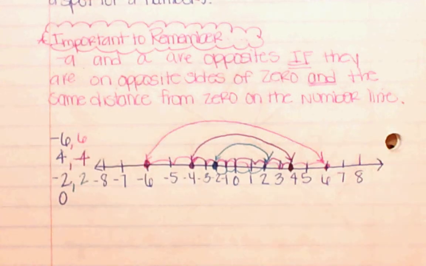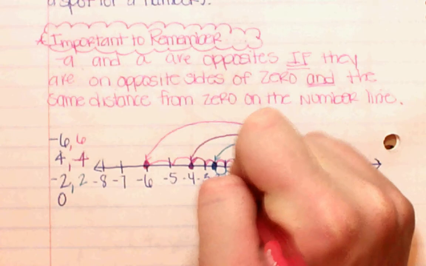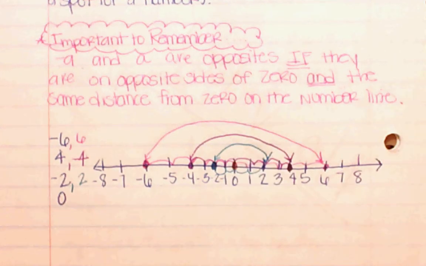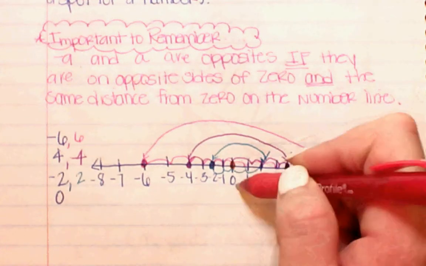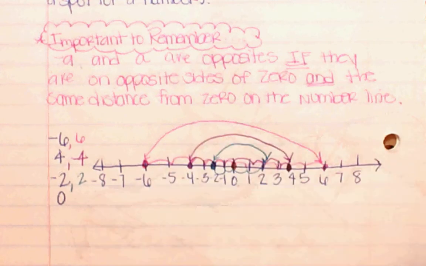And the final one is 0. I did this one because sometimes they try and trick you. Is 0 any space from 0? No, so 0 does not have an opposite in this situation.